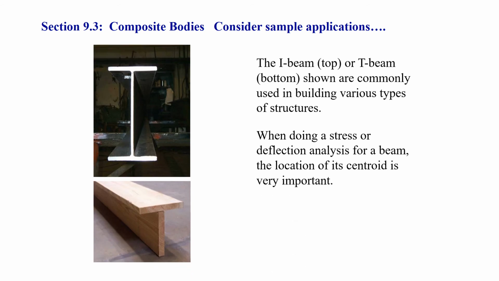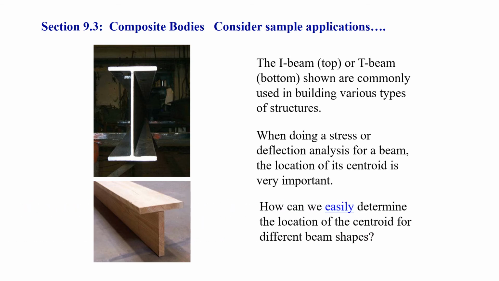Composite bodies are, for example, beams with cross sections such as shown in these cases. The I-beam on top or the T-beam shown on the bottom are commonly used in various types of structures. And when we're completing a stress or deflection analysis for the beam, we need to know the location of its centroid.